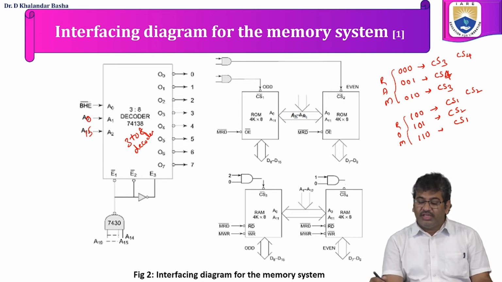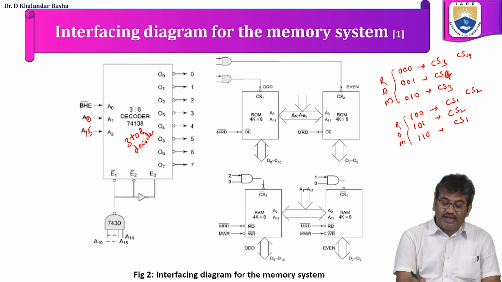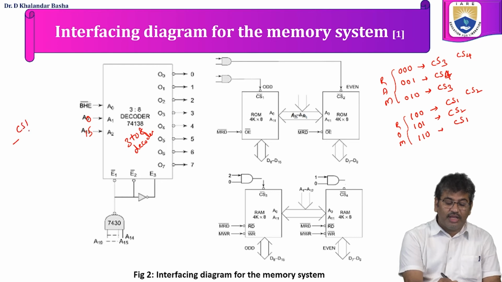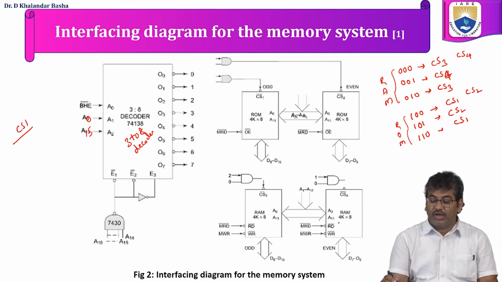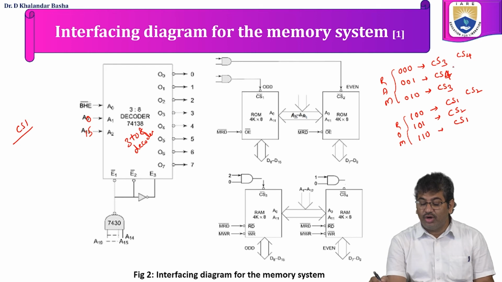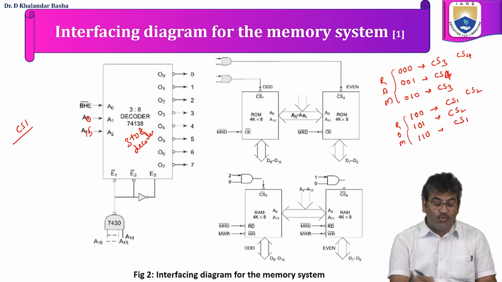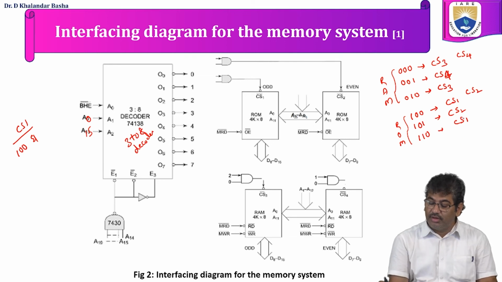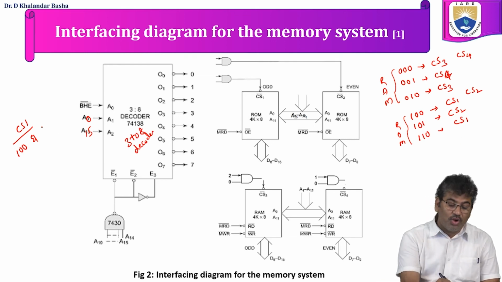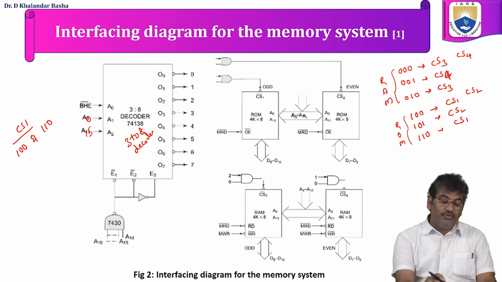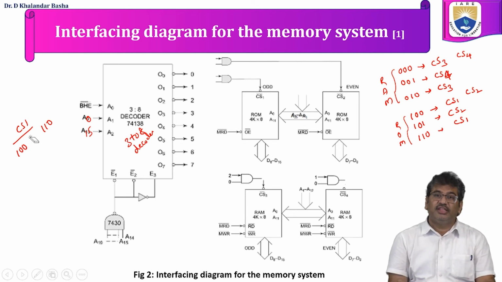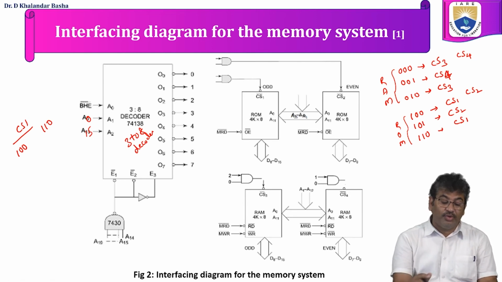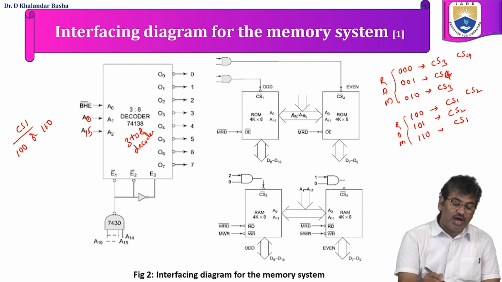Now, if you observe these cases, chip select 1 we have to enable whenever the combination of the decoder input is 1, 0, 0 or 1, 1, 0. If any one of these combinations is there, then we have to enable chip select 1. So the OR case we will take.